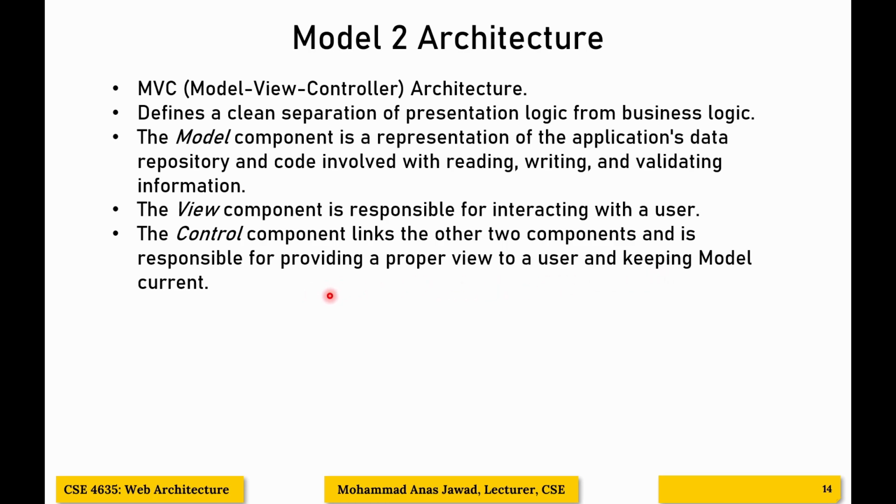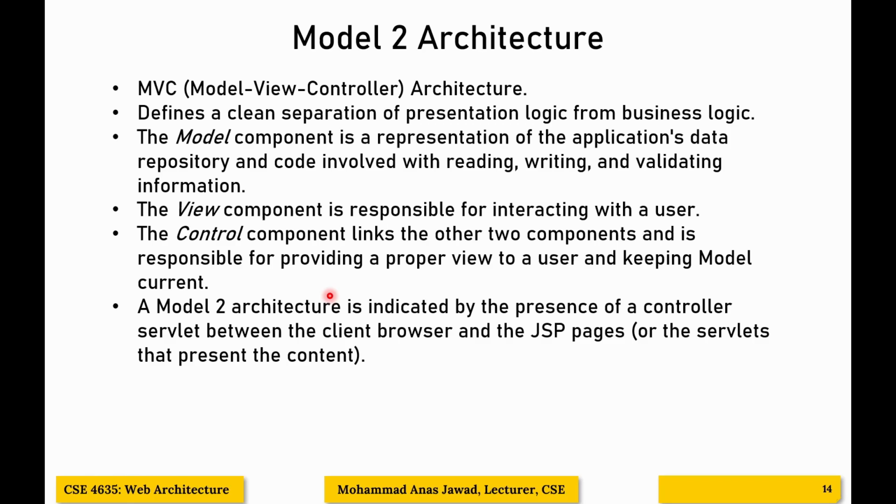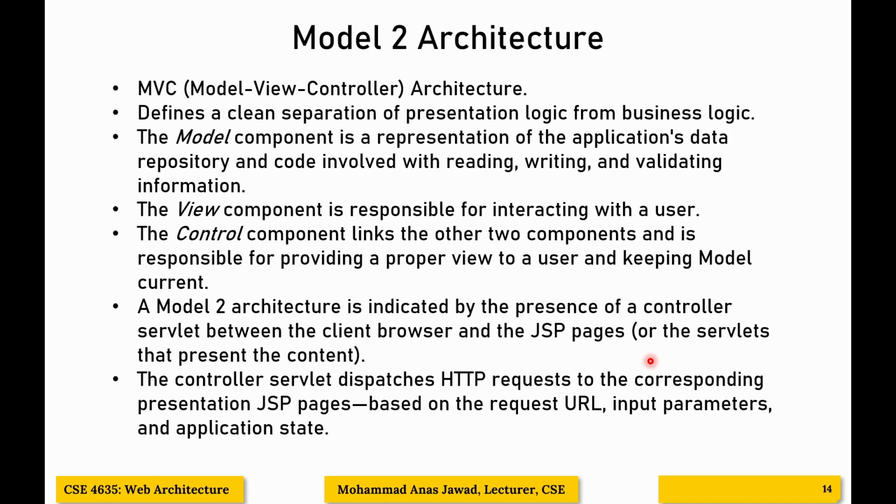So a Model 2 architecture, in case of using JSP and servlet technologies, is indicated by the presence of a controller servlet between the client browser and the JSP pages or the servlets which represent the view content. The controller servlet examines each of the requests that are coming to your web application, and upon deciding what kind of request it is, it will redirect that request to the appropriate view or to the appropriate model which will be generating the appropriate view for your client.